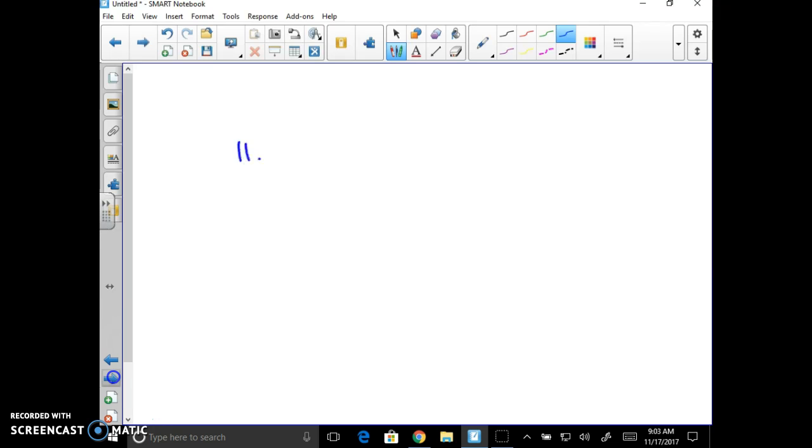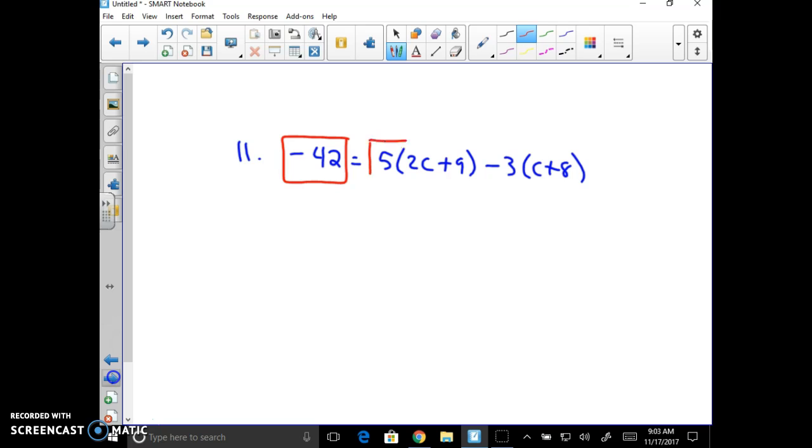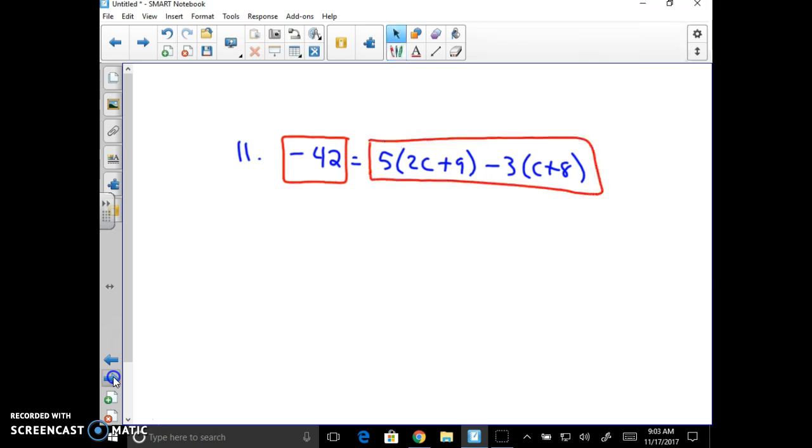11. Negative 42 equals 5 times parentheses 2c plus 9 minus 3 times c plus 8. We have two distributive properties going on, so box it. This is probably the last one I can get through. I'll try to get the other one. If not, I'll post the answer on there. And I'm sorry I went fast. You know we don't do this in class, but just want to make sure you have it.